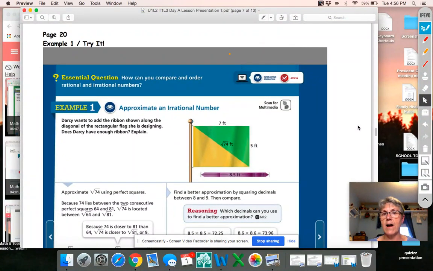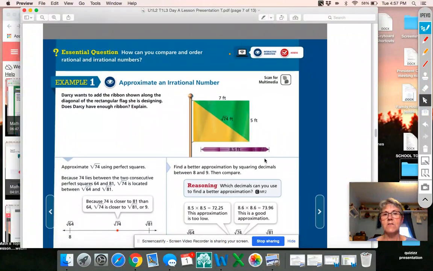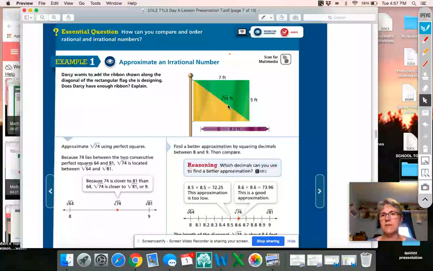So we're going to start out, again, we're on page 20. We're starting out by looking at a flag, and we know that the width of the flag is 7 feet, and the height of the flag is 5 feet, and we're supposed to figure out what the diagonal of the flag is. So in order to do that, we need to estimate because we do not know what the square root of 74 is.